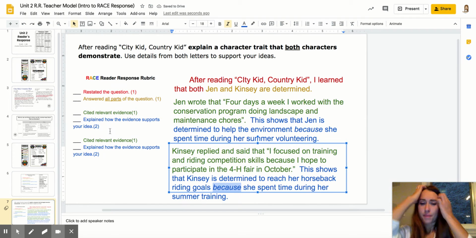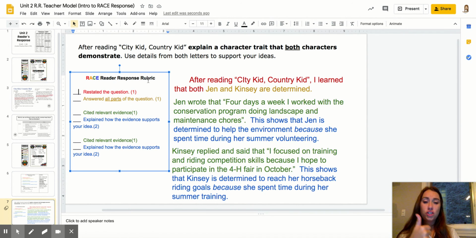So if I look back to self-assess, I can see that yes, I've restated the question as an answer, including the title of my texts. I've answered the question. I've come up with a similar character trait. I have a piece of relevant text evidence that shows that she's determined for Jen, and I've explained that with a little bit of a summary of the context of that quote and a summary of the text. I also have a piece of evidence for Kinsey, and I've explained my evidence.